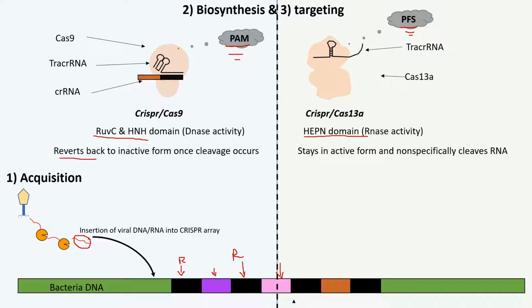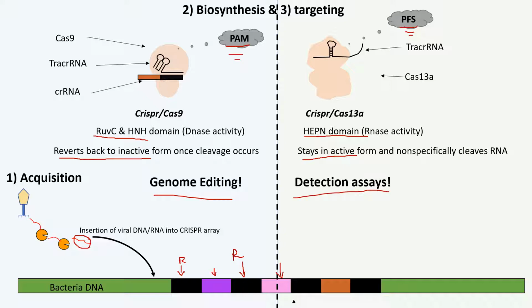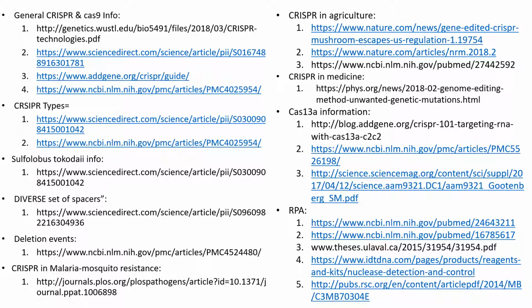Cas9 reverts back to the inactive form, while Cas13a stays in the active form. Because of that, Cas9 is good for genome editing, and Cas13a is good for detection assays, like I've already described. If you're interested in more, these are some of the links of where I got a lot of this information. Feel free to explore more into both of these systems because they're pretty interesting.